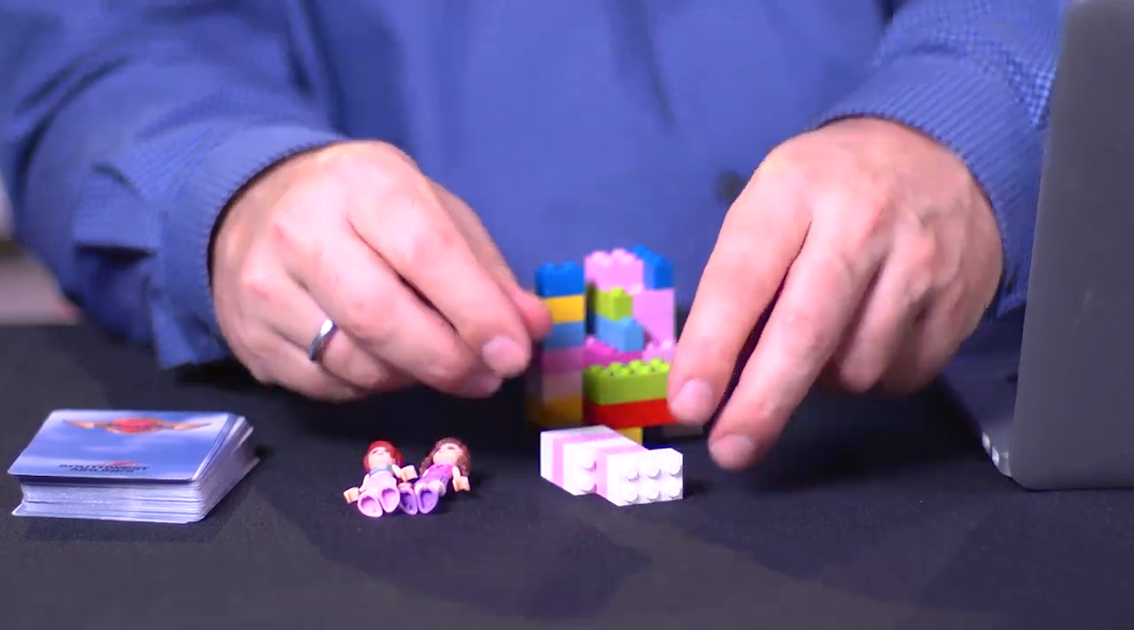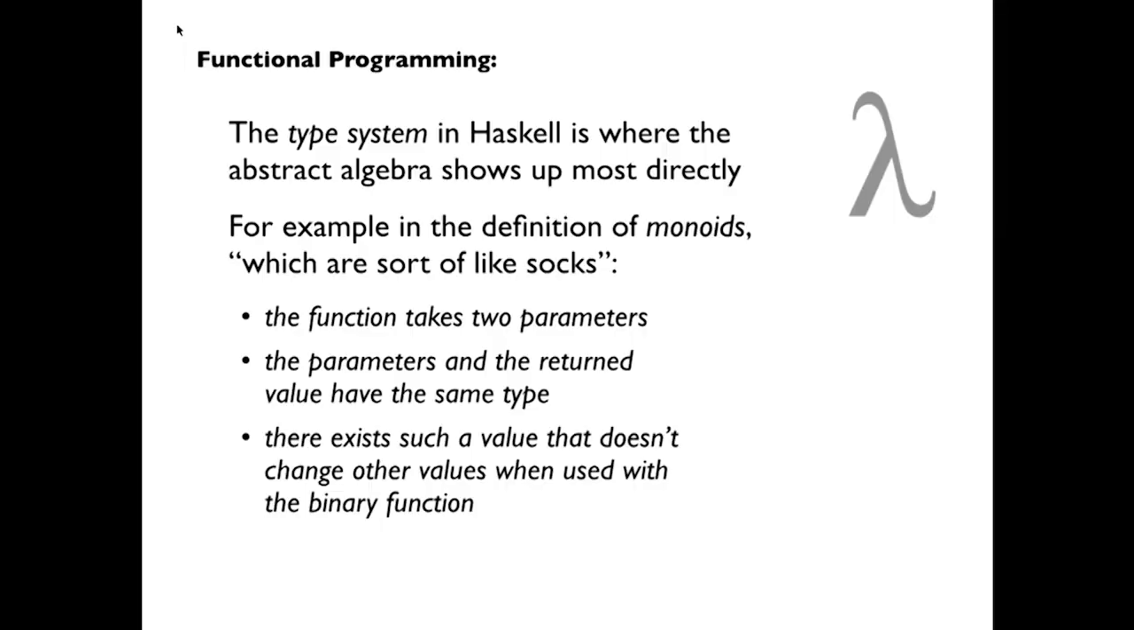That's the big idea. And with monoids, the definition in Haskell is that the function takes two parameters, so it's a binary operation, and the parameters and the return value have the same type. That is to say, there is closure within the set of that monoid. And also, there exists a value that doesn't change other values when used with the binary function. So there's an identity element.